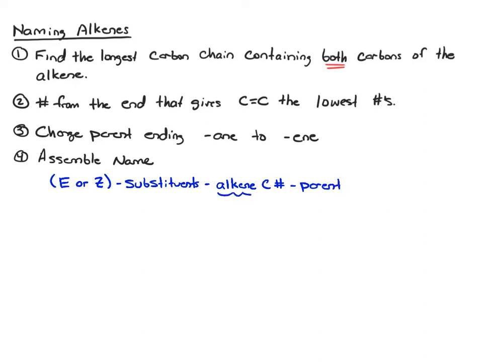And take note that this alkene carbon number is actually the first carbon of the double bond, because the double bond is always going to have two numbers associated with it when you number the chain. It's the first, or maybe I should say the lowest number. Okay, so let me show you a couple of examples.